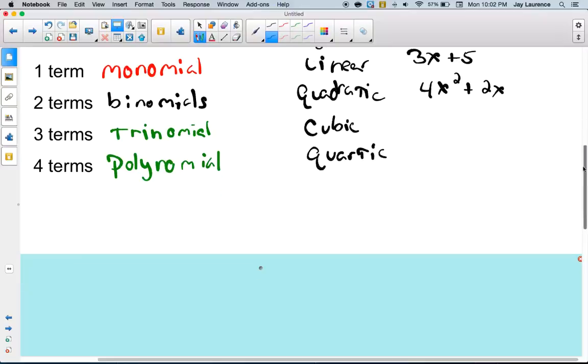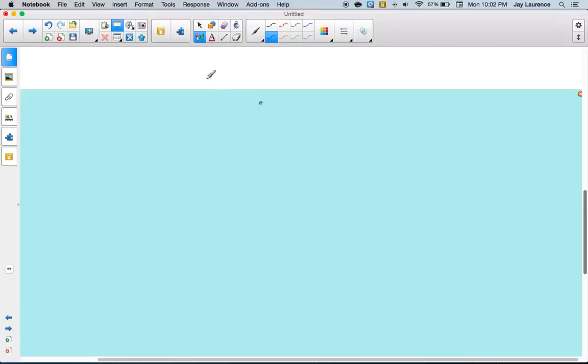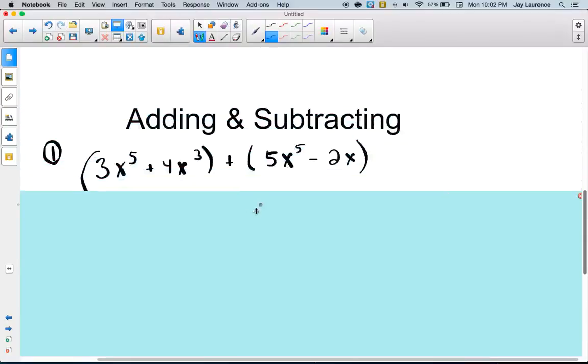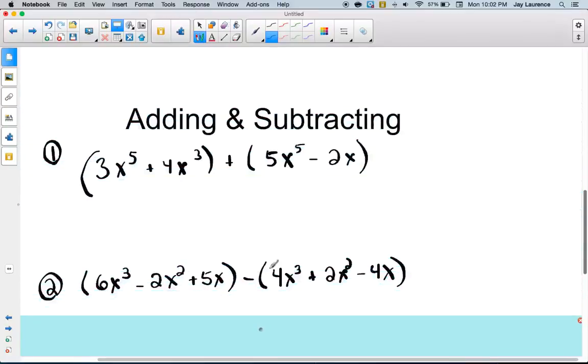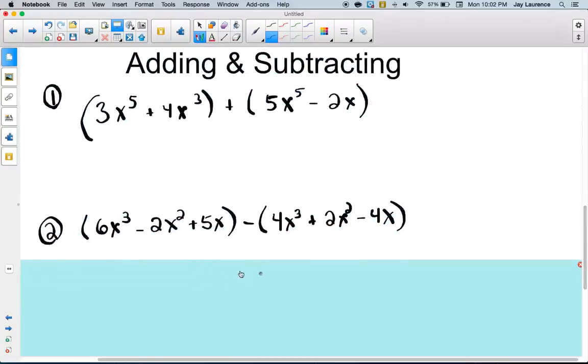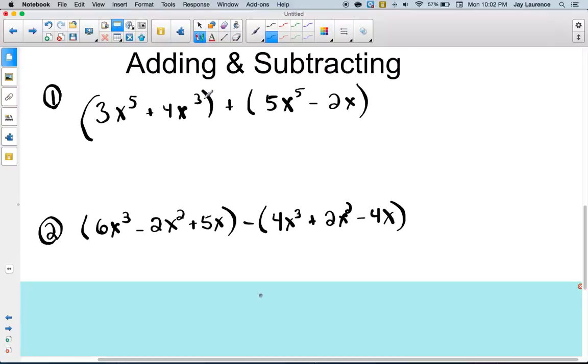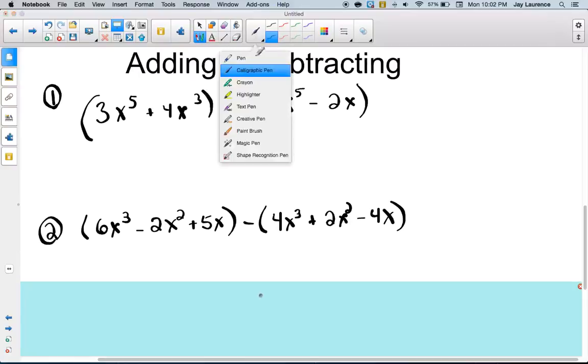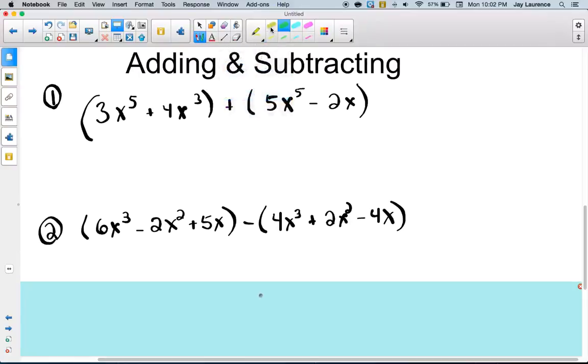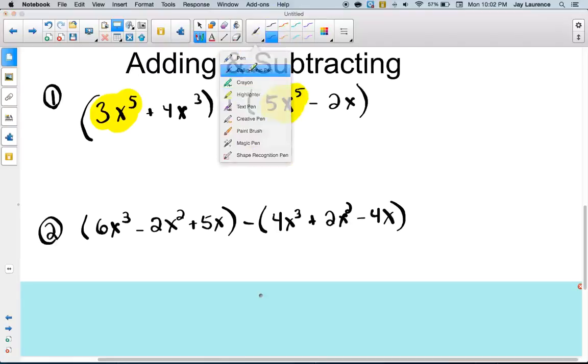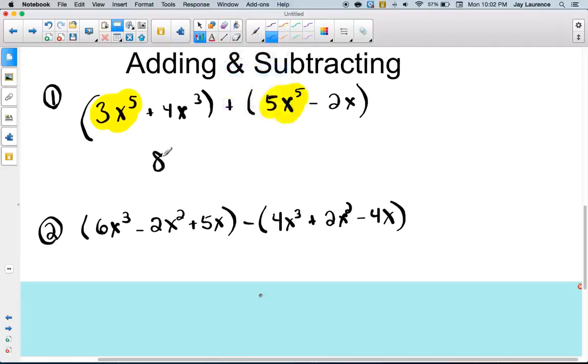All right. So now we're going to add and subtract polynomials. And this is so simple. All you do is combine like terms. So problem number 1 is addition, right? And I'm going to look. I have 3x to the fifth. In this quantity, I have 5x to the fifth. Well, how many x to the fifth do I have? Well, I think I have 8x to the fifth.